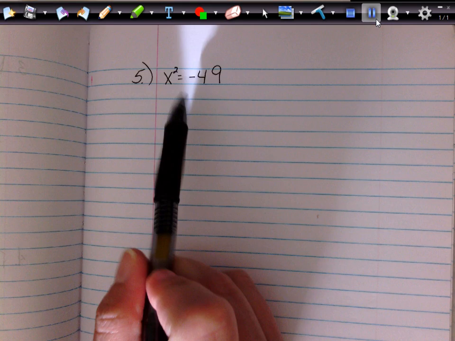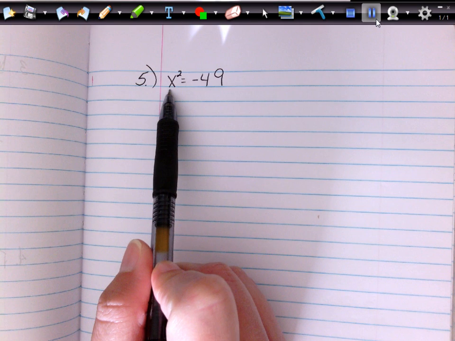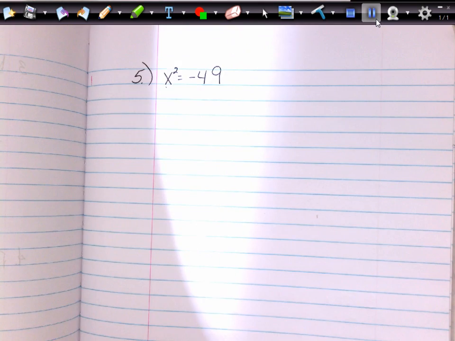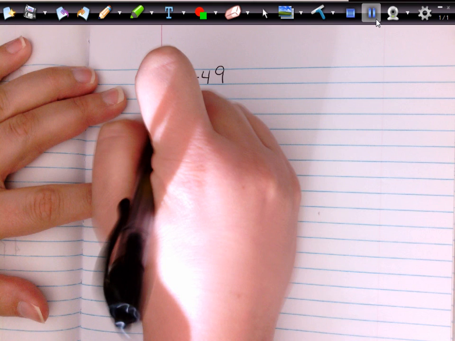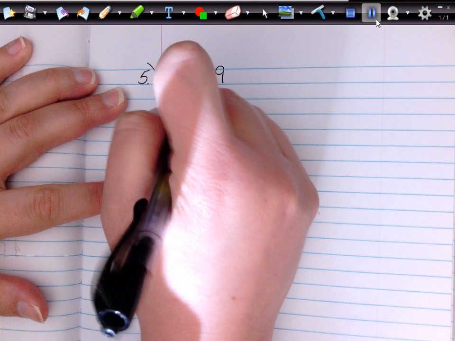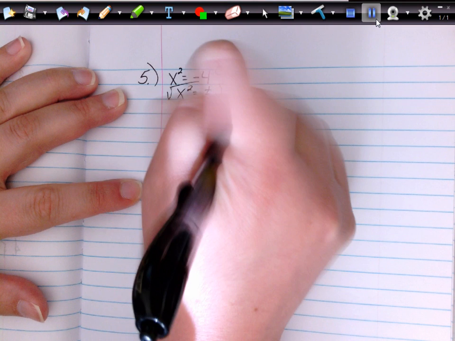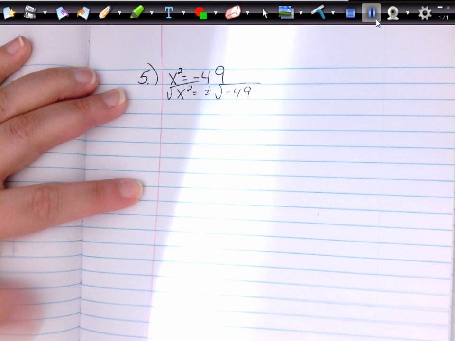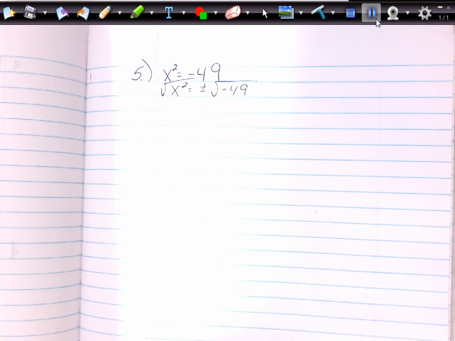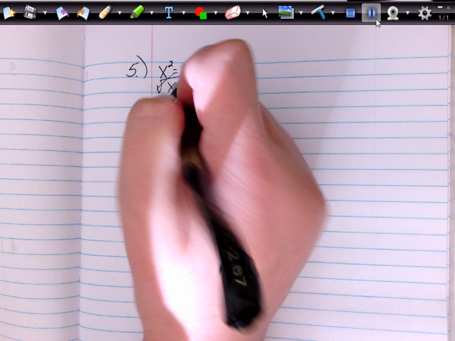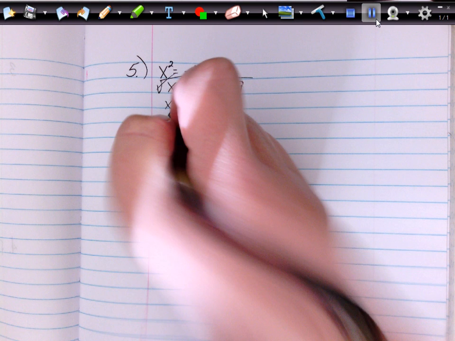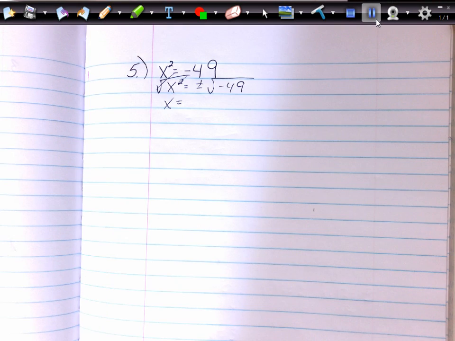All right, so again, if I'm looking at this, there's nothing in front this time that needs to be moved. It's just the x squared, so we can go ahead and take the square root of both sides. Now here, my square roots cancel, so I'm just left with x. But this other side's a little bit tricky here.